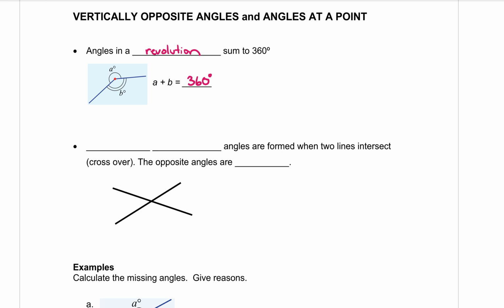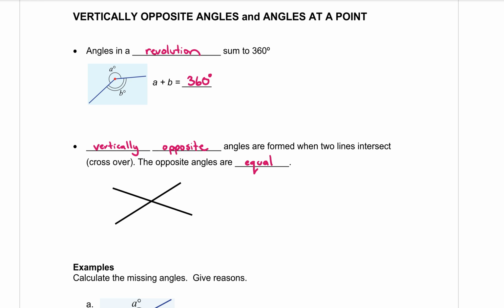The second one that we're going to look at is vertically opposite angles. Now these angles are formed when 2 lines intersect, which means cross over. The opposite angles are always equal.